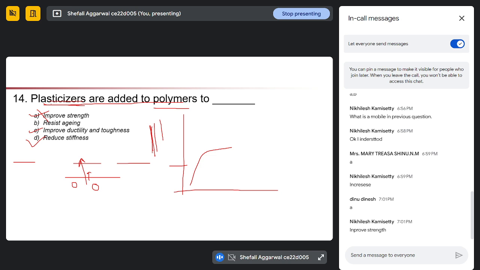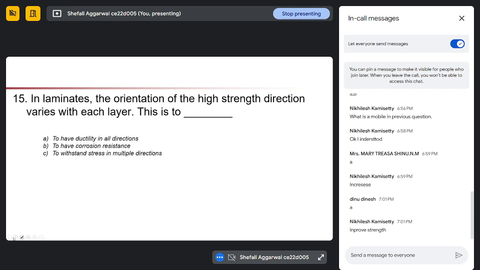Mainly where we are using this plasticizer, if we talk about polymer coating. To have a flowable coating of your polymers, we are adding some liquid plasticizer, which will improve its flow properties. So that is one example of plasticizer in polymers. Okay, the answer is C and D. It is improving the ductility and reducing the stiffness.